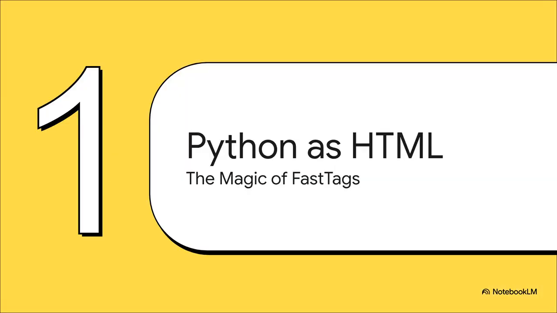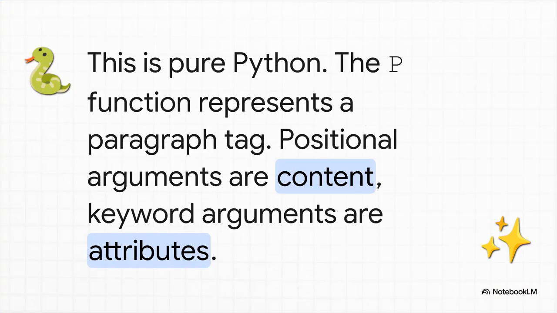So how in the world does it let you build HTML without actually writing angle brackets in HTML files? Well, the magic is in this concept called fast tags. The idea is actually incredibly simple but really powerful. What if every single HTML tag was just a Python function? Just take a look at this.